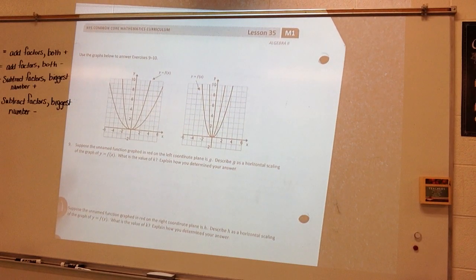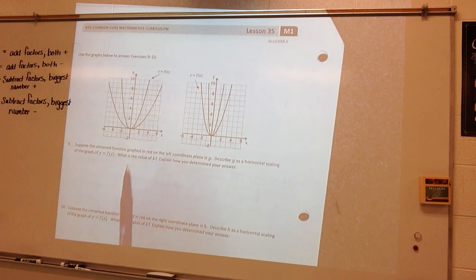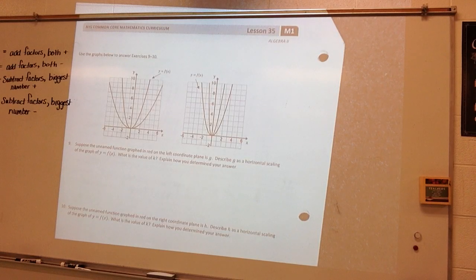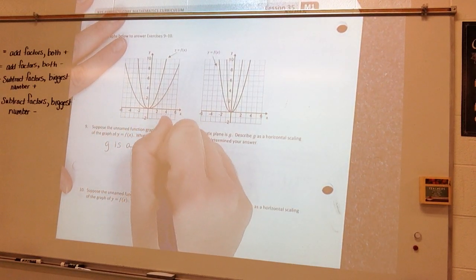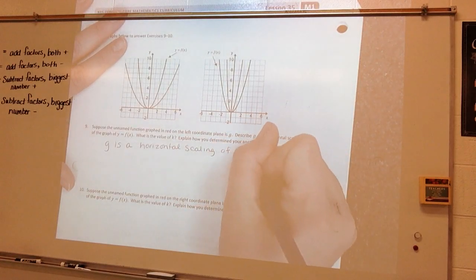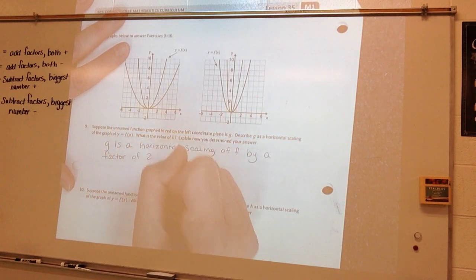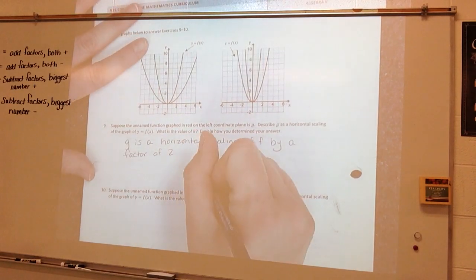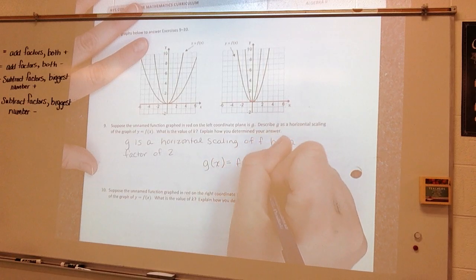Let's compare. We're dealing with our x coordinates. Looking at my x coordinates, I go from 1 to 2. So I am multiplying by a factor of 2. So g is a horizontal scaling of f by a factor of 2. Then that means that g of x is equal to f of 1/2 x.